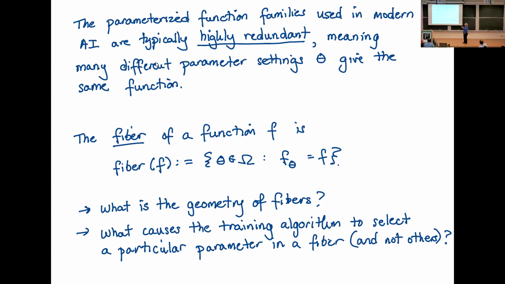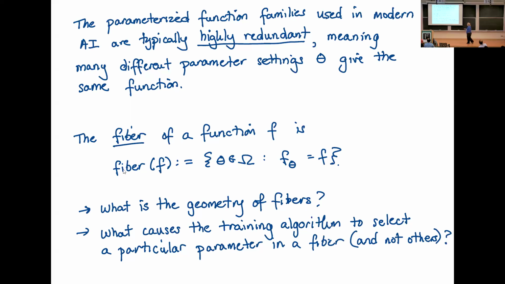We can formalize this idea using the word fiber. What I'll call the fiber of a function, and I'll write it as fiber of f, is just the set of different parameters that all give you that function. Said differently, the fiber is the collection of different ways of representing that function.